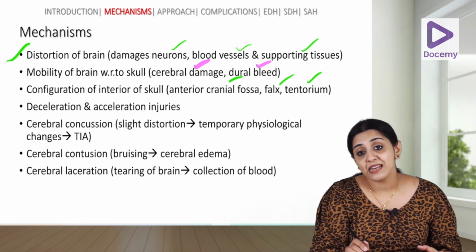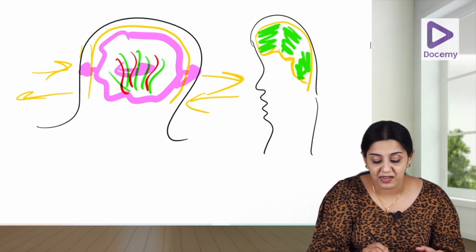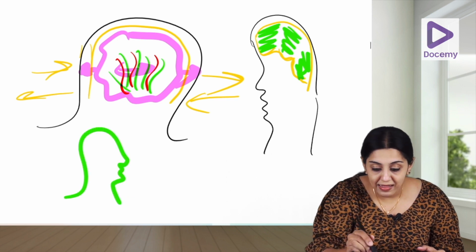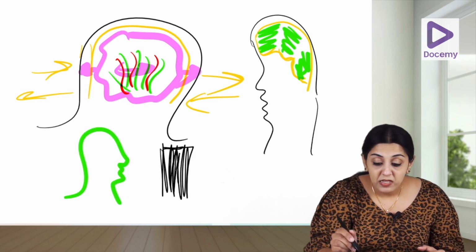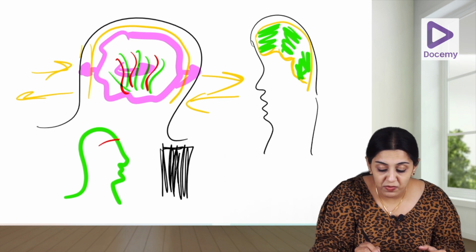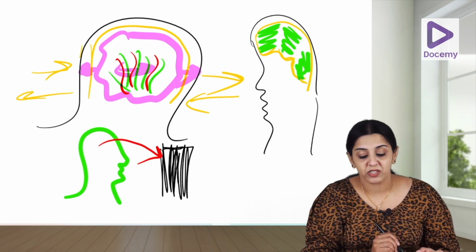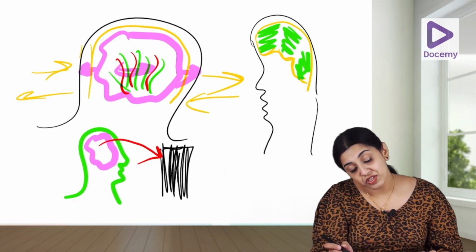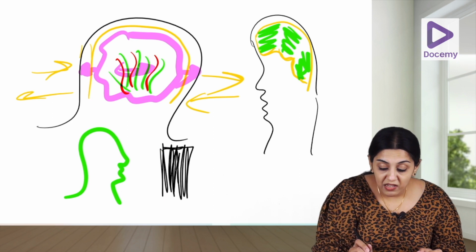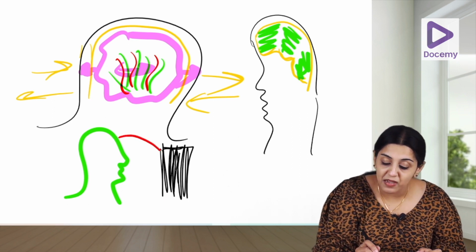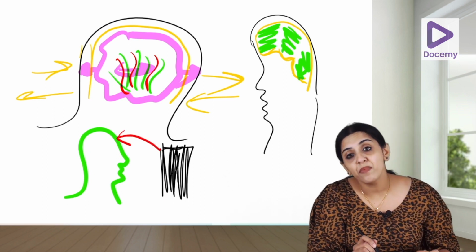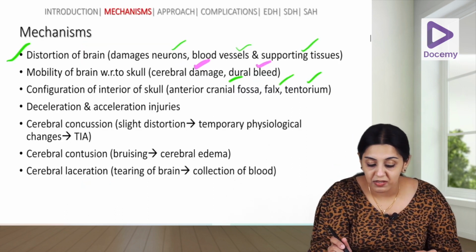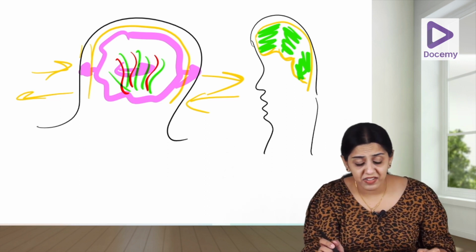Next, deceleration and acceleration injuries. What are deceleration and acceleration injuries? If the head is here and there is a rigid structure over here, suppose the brain moves and falls on this rigid structure, there can be injuries happening inside. That is called deceleration injuries. Suppose this hard structure comes from somewhere and hits on the immobile skull, then that is called acceleration injuries.